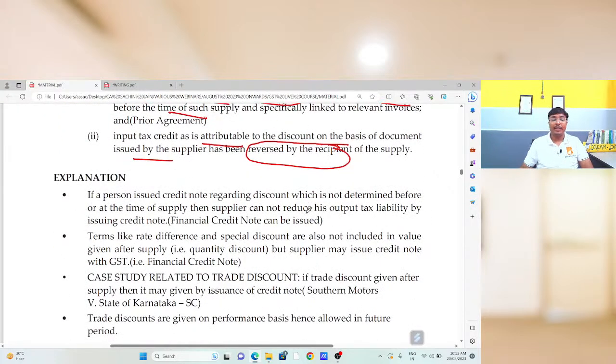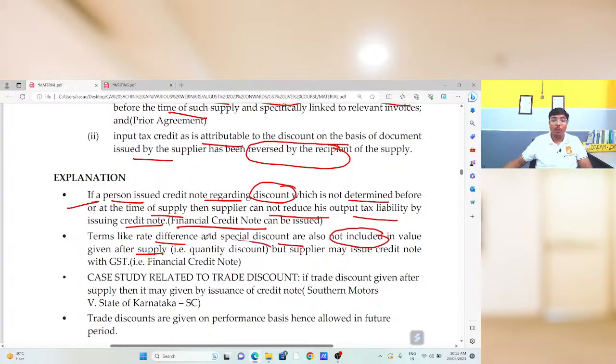Now, we are going to discuss certain important explanations. If a person issues a credit note regarding discount which is not determined before or at the time of supply, then the supplier cannot reduce his output tax liability by issuing the credit note. The same language which we had covered, and that discount will be called your financial credit note discount. Terms like rate difference and special discount are also not included in the value given after supply, that is quantity discount, but the supplier may issue credit note with GST.